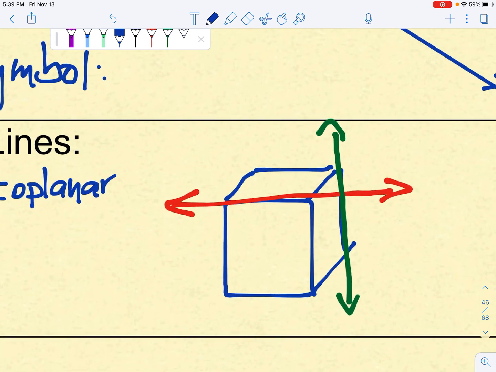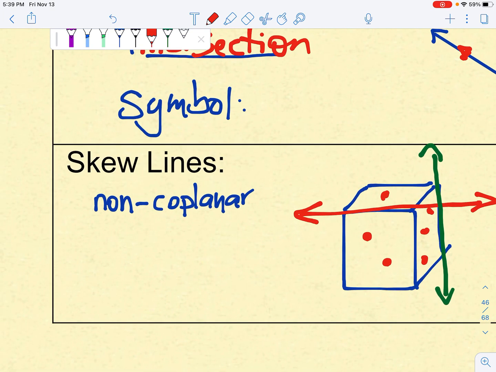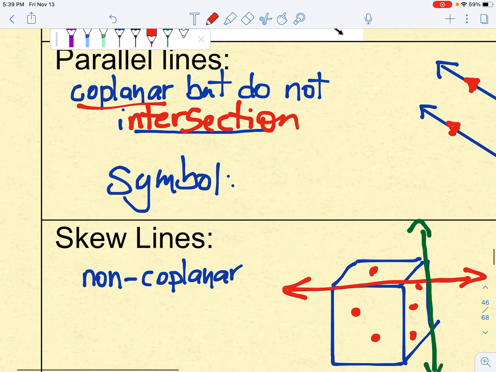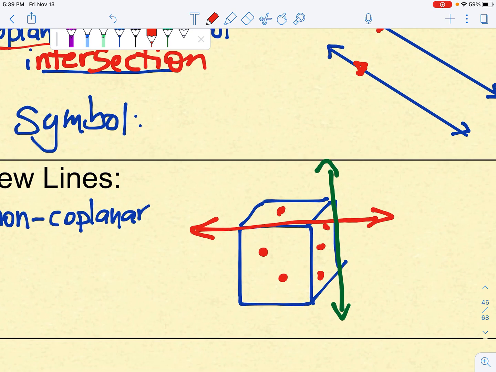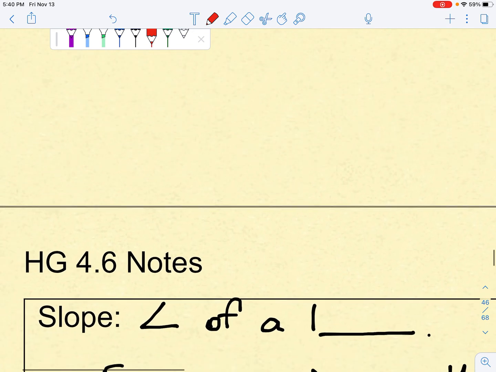Skew. Let's go back to the die for a second. Skew lines, yeah? So we got a 2 there, we got a 1 there, we got a 3 sitting on this side. Skew lines are two lines that are not coplanar. Okay, so they're like parallel in that they don't meet, but they're not on the same plane, and parallel lines are on the same plane. So here I've got a red line in the front, yes? And there I've got a blue line, or a green line in the back, and they don't intersect. And they're not on the same plane.